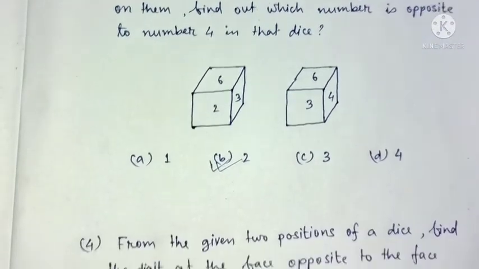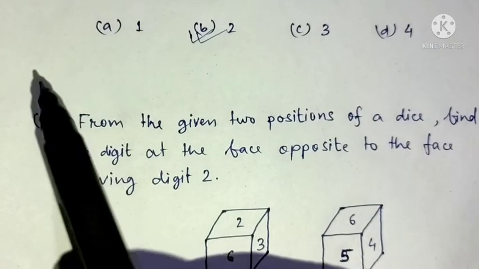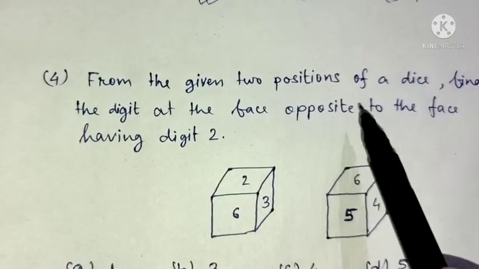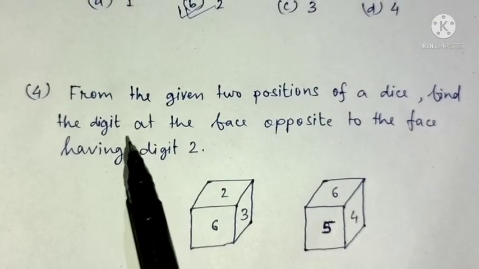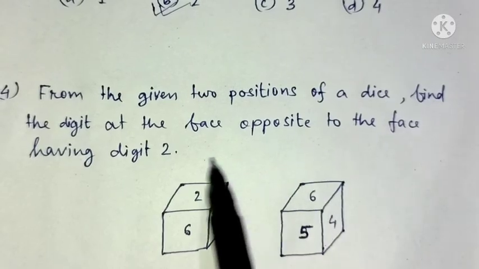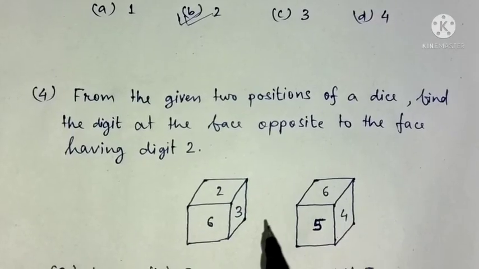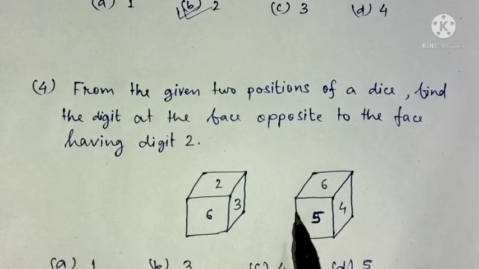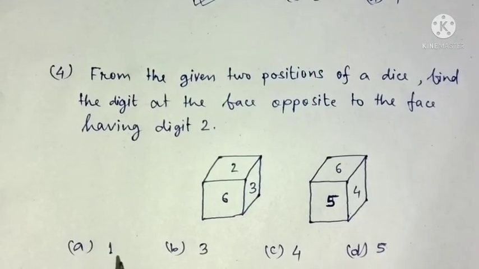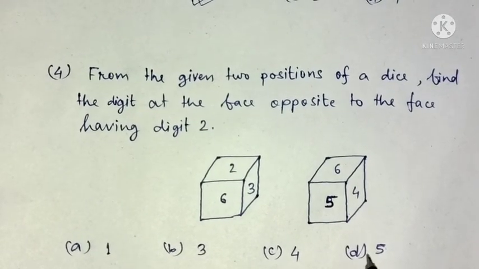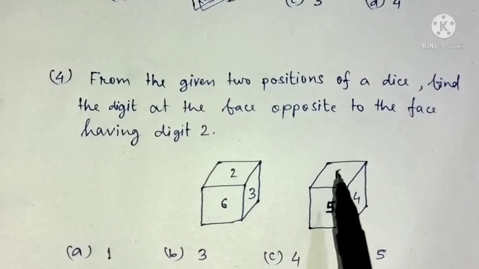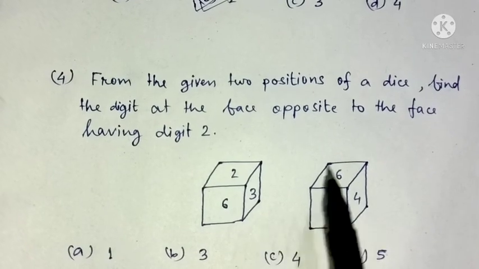Now let's go to the next question. Here it is, question number 4. From the given two positions of a dice, find the digit at the face opposite to the face having digit 2. So here two positions of a dice are given, and we need to find the opposite face of 2, and options are given 1, 3, 4 and 5, and we have to check whether the common digits are given or not. Yes, 6 is given.